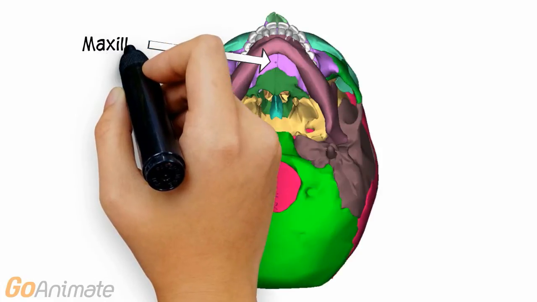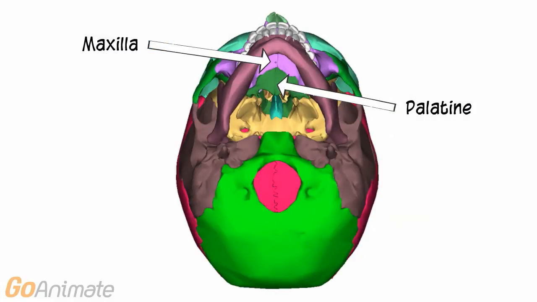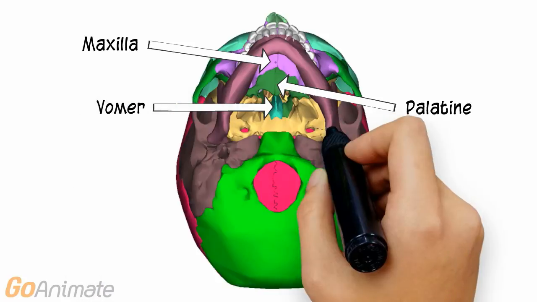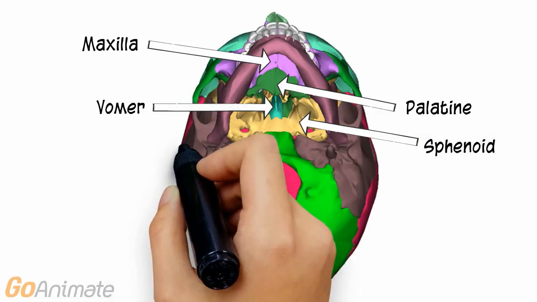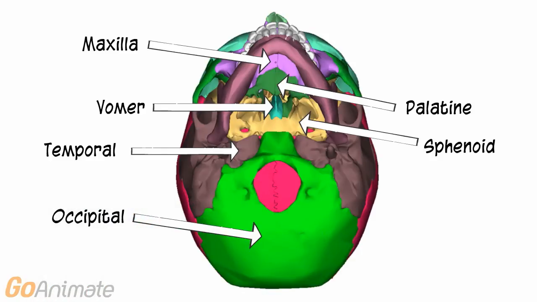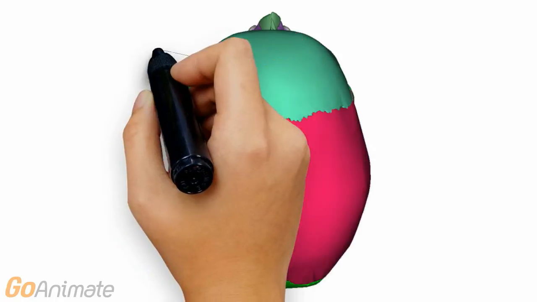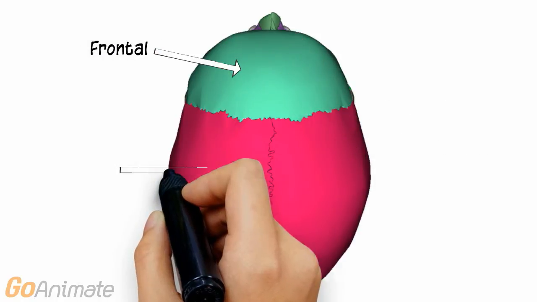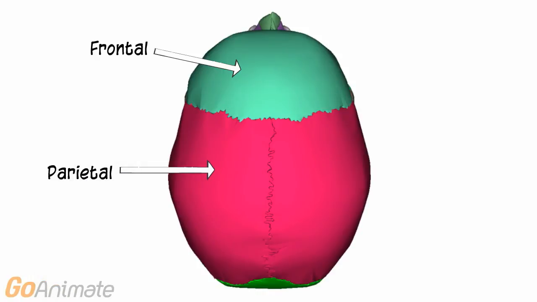In this inferior view, we see the hard palate, which consists of a portion of the maxilla and palatine bones. We also see the vomer bone, which forms the inferior portion of the nasal septum, and the sphenoid, temporal, and occipital bones. In this superior projection, we see the frontal and parietal bones.